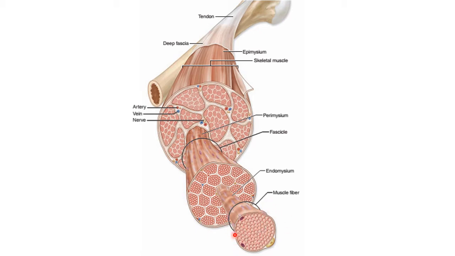So the muscle fiber is surrounded by endomysium, the muscle fascicle or bundle is surrounded by perimysium, and the whole muscle is surrounded by epimysium. And superficial to the epimysium is the deep fascia. You will study this in gross anatomy. We are concerned only with the endomysium, perimysium, and epimysium.